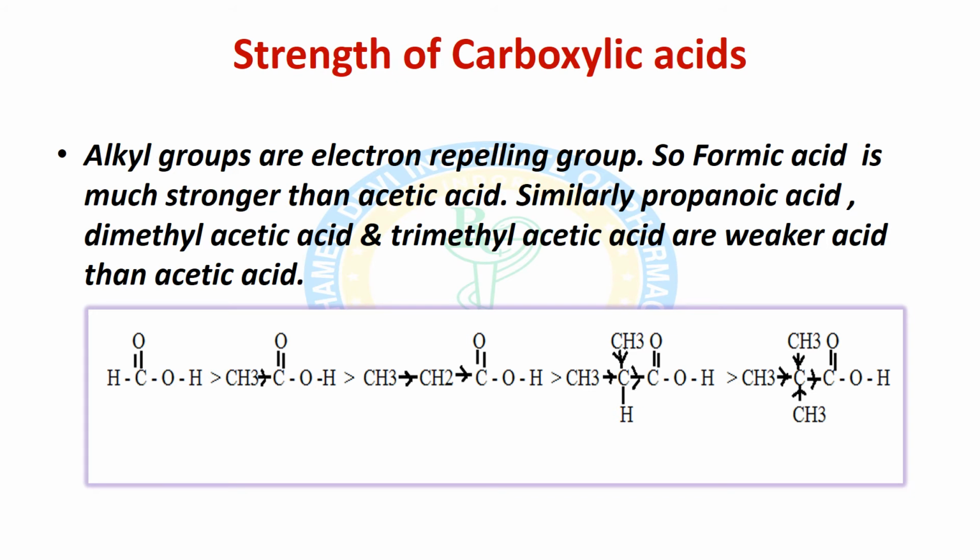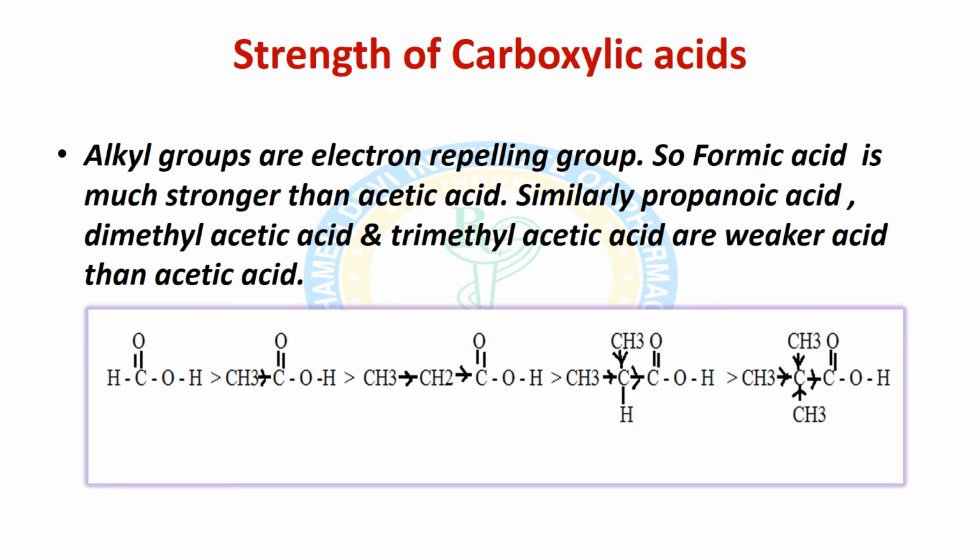But when we talk about increasing the alkyl substitutions, then as you increase the alkyl substitution, it will be difficult for the acid to release its H plus ion, because the electron withdrawing nature of the C double bond O group would be balanced by the alkyl groups. So for example, in all these groups, formic acid is definitely a much more acidic, stronger acid than acetic acid.